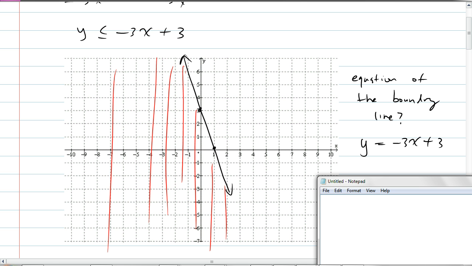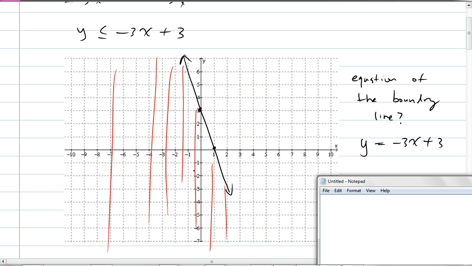Which point should I choose, though? I have so many points to choose from. How many points are there, by the way, on this bottom side of this line? Yeah. Infinitely many. There are infinitely many solutions. So which one should we choose? All of them. No, you can't choose them all. There are so many. Yeah. 0, 0.